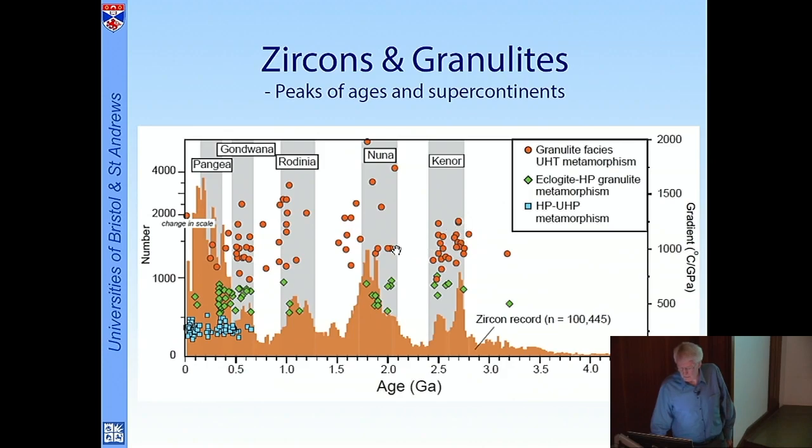But the high temperature granulites clearly go all the way through at least to 200 or 300 million years ago, and how we generate them is a matter of some discussion. But our peaks of ages, therefore, are not only peaks in ages of zircons globally, they're also peaks in ages of granulite facies metamorphic rocks that are preserved.